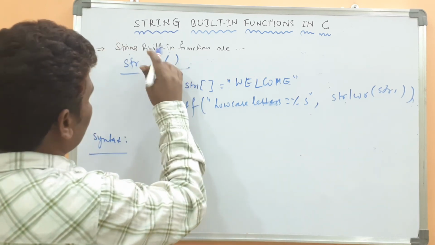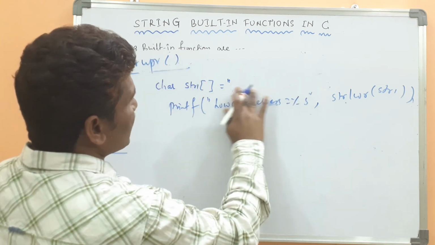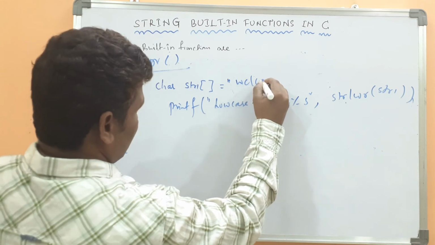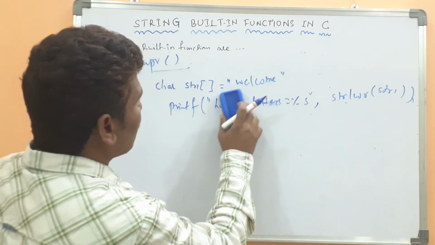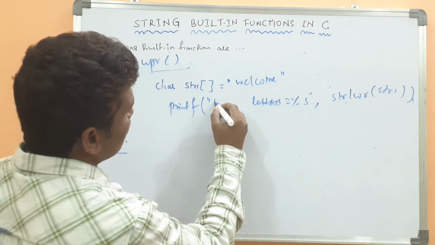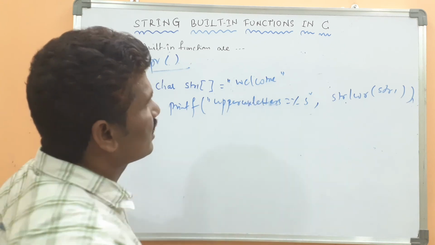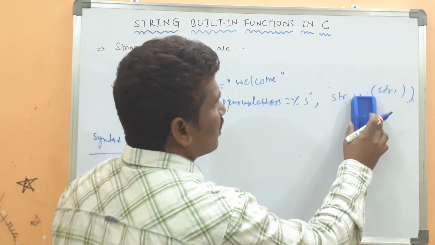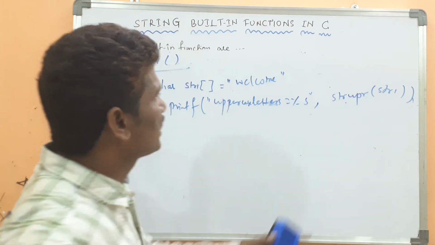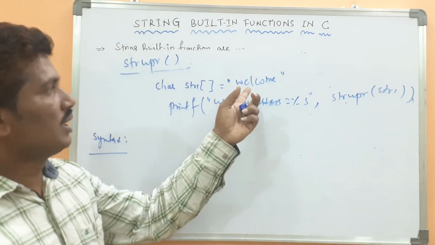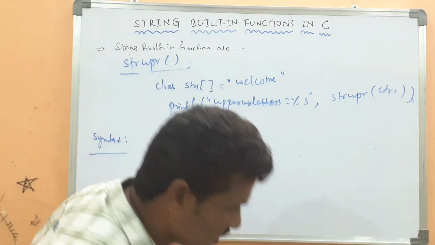In case of upper, strupr, the string is taken as uppercase letters. Then printf "uppercase letters equals %s", strupr of string 1. Now the string is converted into uppercase letters.